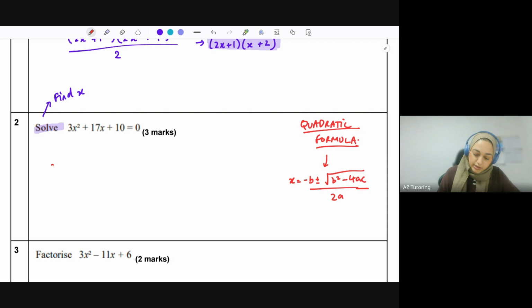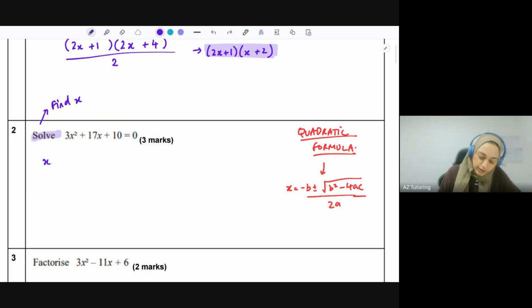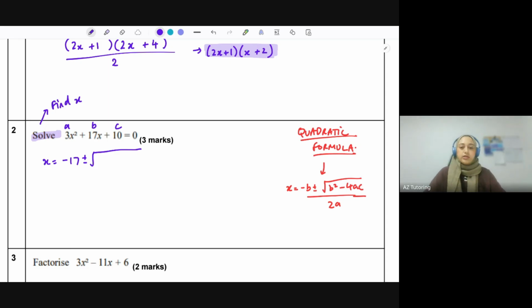So x equals minus b. We know a is 3, b is 17, and c is 10. So minus b, which is minus 17, plus or minus b squared, which is 17 squared. Let me just get a calculator.